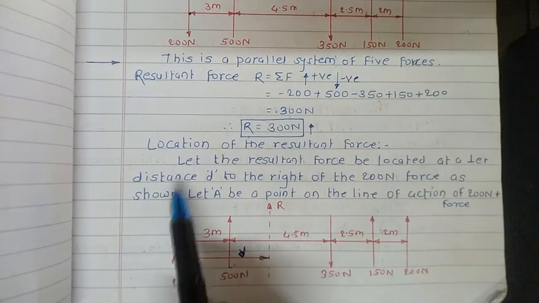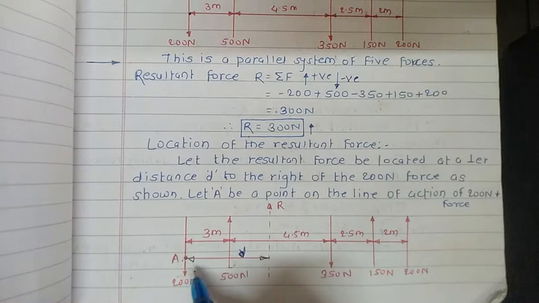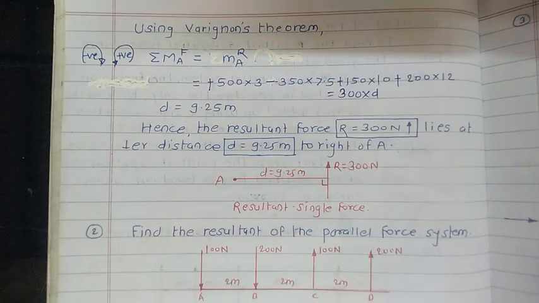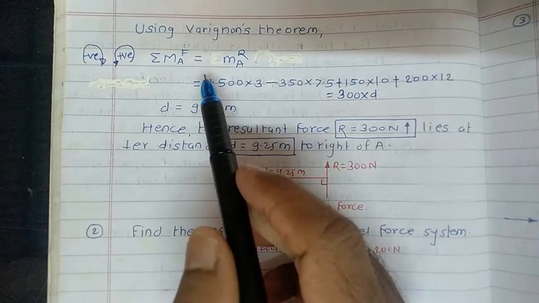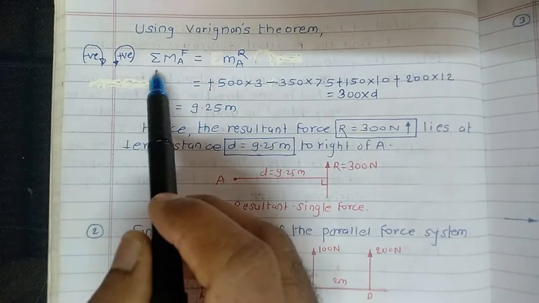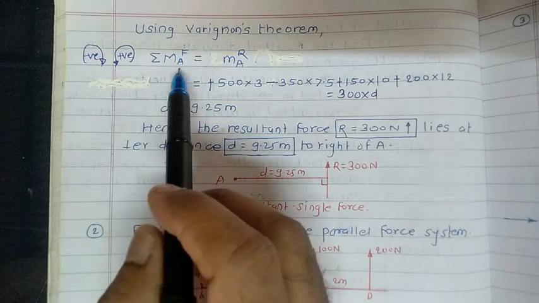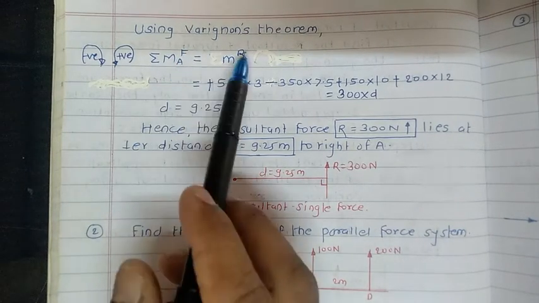Whatever the line written here, we can just explain with the help of this diagram. Now just see the next. So this is nothing but the Varignon theorem. You have to locate that resultant force by using the Varignon theorem. Here the summation of moment of all the forces about any point, here the A point we have considered, equals the moment of the resultant force about the same point.